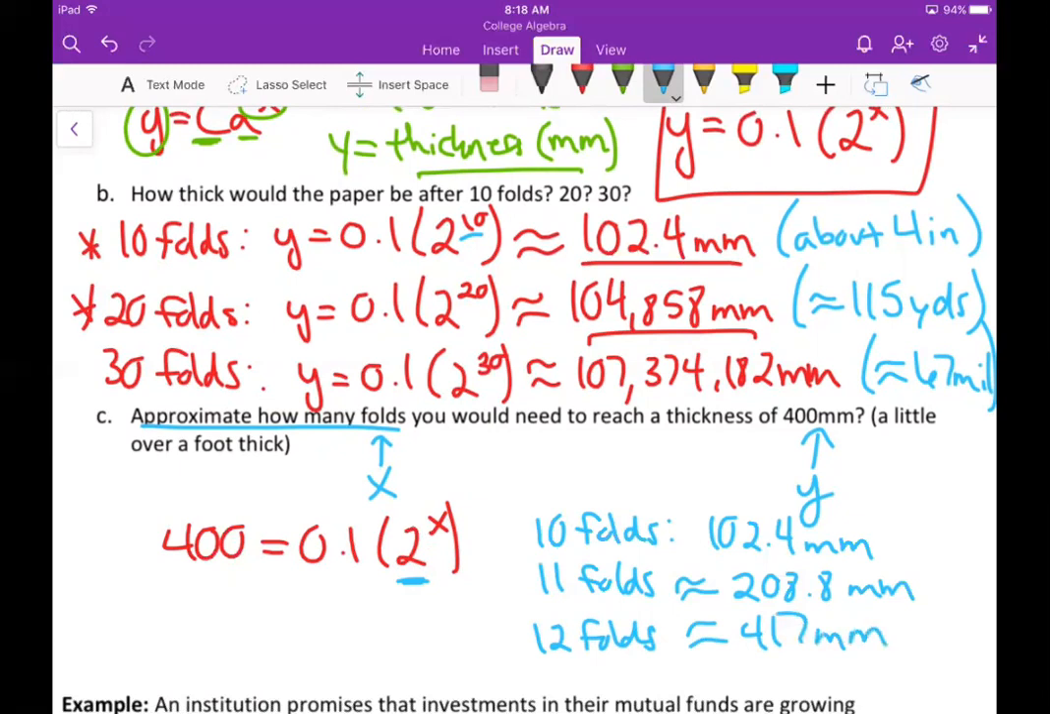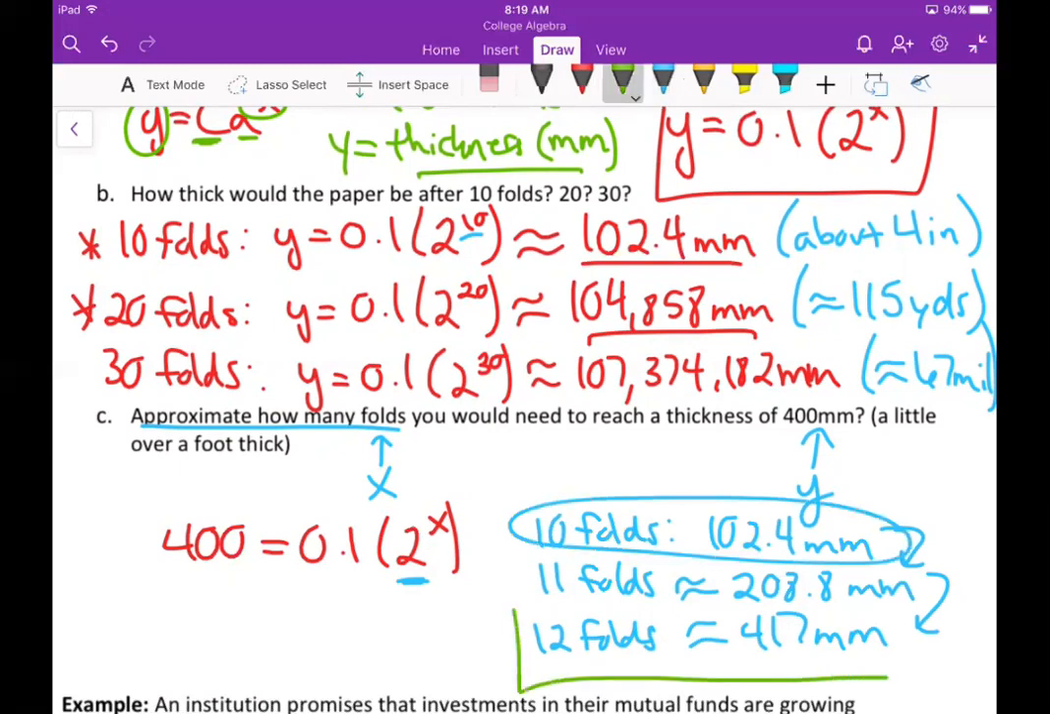millimeters. So we can work off of this, knowing how the growth factor works with each increase of x and giving ourselves a place to start. And we figure out here then that it will get to 400 millimeters at around 12 folds, right? We certainly aren't there at 11 folds. We're a little over at 12 folds, but we'd be even greater, up close to 800 millimeters after 13 folds. So approximately how many folds? It would be about 12 folds to get us to that 400 millimeter mark.